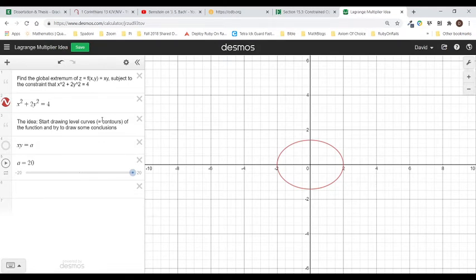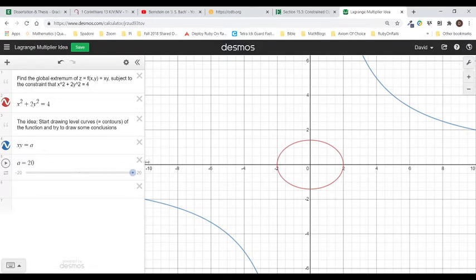And the idea is in line 3, start drawing level curves or contours of the function and try to draw some conclusions. So you can see here that I'm using Desmos, and I can see here, for example, that A is 20. And what does that mean? That means these two blue curves, this one way up here and this one way down here, are all of the points in the plane that I can plug in and get a profit of 20. But that has nothing to do with the points I can actually plug in. In other words, my budget isn't anywhere near big enough to be able to actually make a profit of 20.